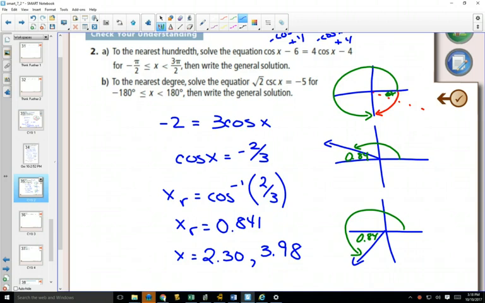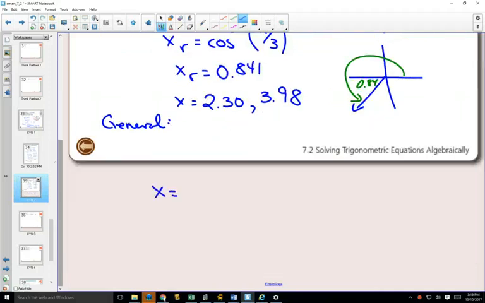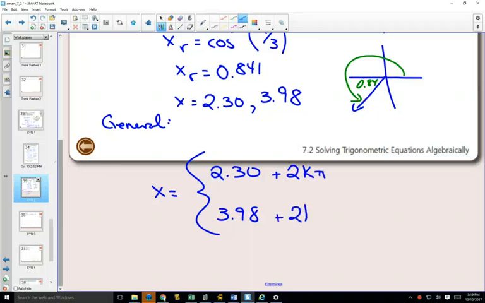It says, then write the general solution. So for our general solution, we have 2.30 and 3.98. Add 2k pi to both of those, where k is an integer. So again, the general solution, you take your answers from 0 to 2 pi that you've solved and add 2k pi to both of them.